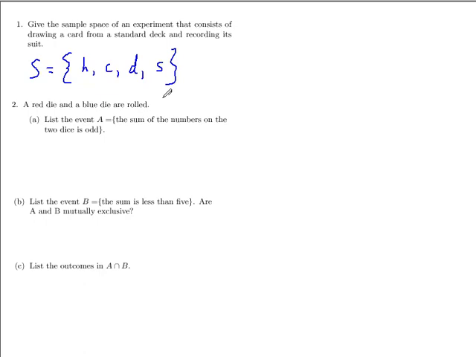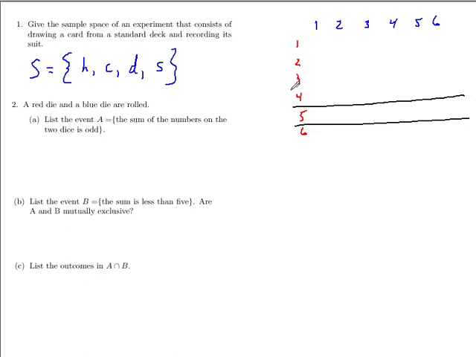Number 2. A red die and a blue die are rolled, and we want to know the following. Now, it's a dice problem, so let me make my dice chart here. So there's 1, 2, 3, 4, 5, 6. That's my blue die. On every dice problem, draw the chart. Makes your life easy. Or easier.